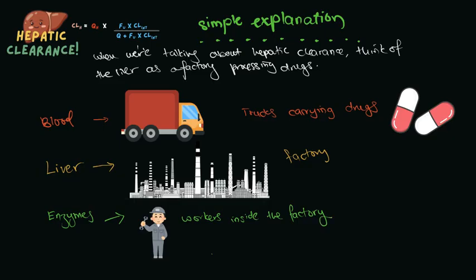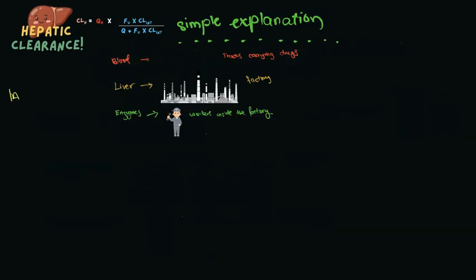So blood with drugs goes to the liver and gets processed by the enzymes, which represents hepatic clearance of the drugs from the blood. So in equal terms, the trucks carrying drugs to the factory get processed by the workers, so the drugs will get destroyed. So let's use this analogy to visualize certain scenarios with the drugs.